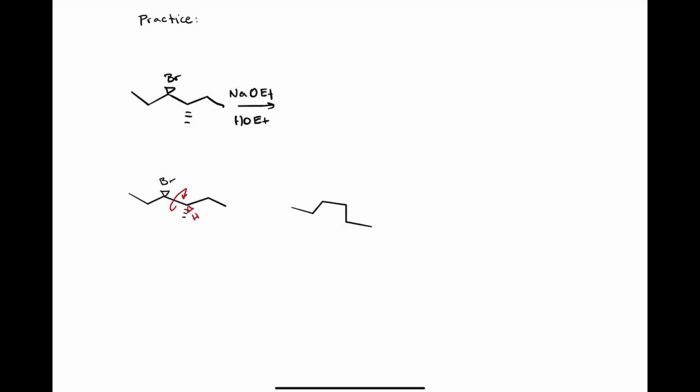Here we have our rotated molecule, and our groups, the leaving group and our hydrogen, will be anti to each other. And now our base can grab that hydrogen and do the reaction.